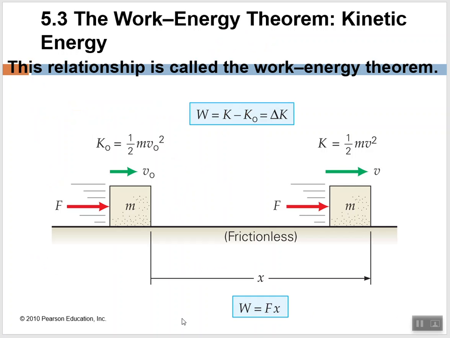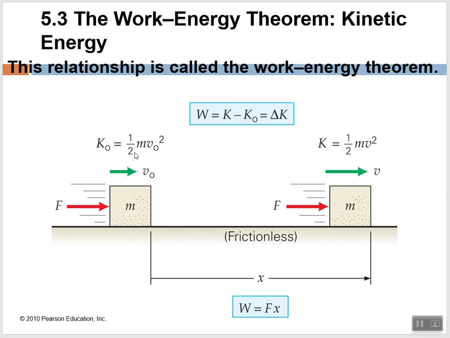Okay, let's talk about what's called the work energy theorem, and this deals with kinetic energy. This relationship is called the work energy theorem, and what we get here is the work is equal to the change in kinetic energy. The delta, this triangle, means change in kinetic energy. So what they're showing us down here is this object had this initial kinetic energy. You could say it was 0 if that makes it easy for you, because then the math is real easy.